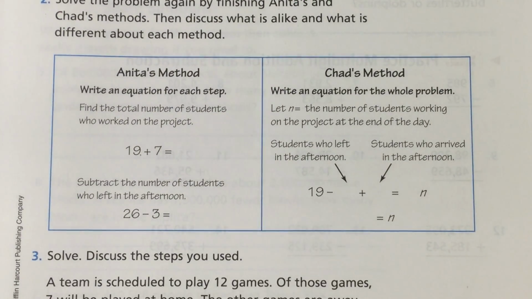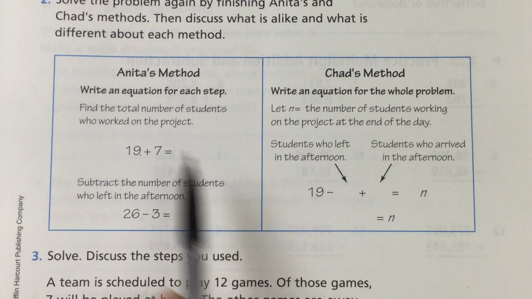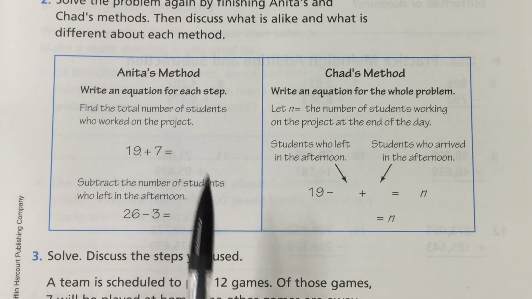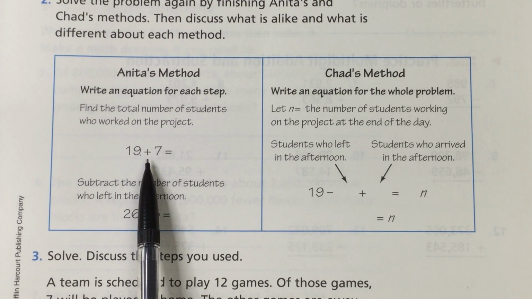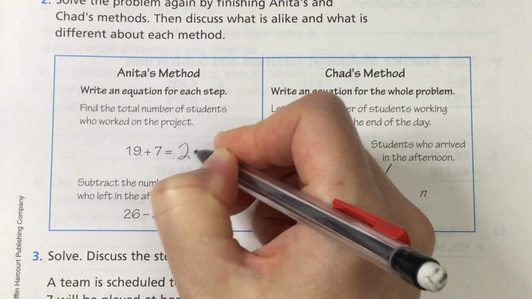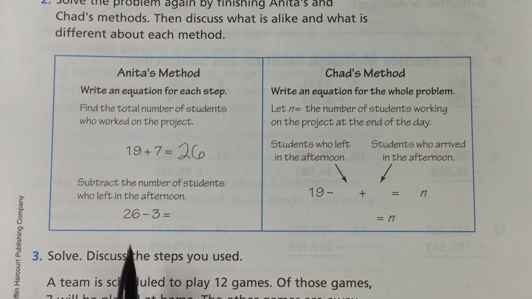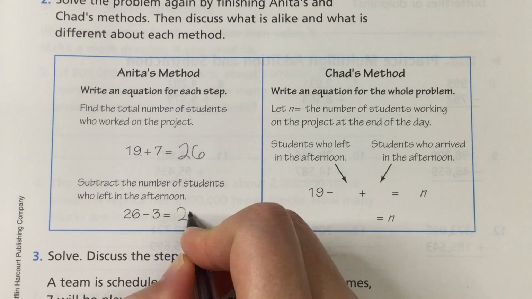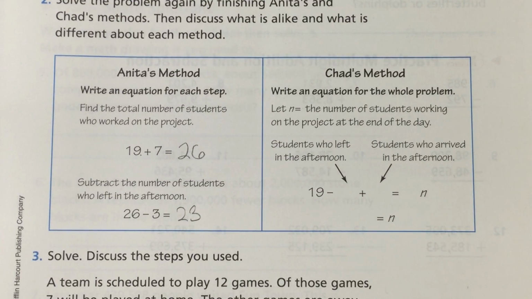Well, down here they've shown 2 different methods. First of all, Anita's method, she just wrote an equation for each step. So she started with 19, and then she actually took the adding part first. 7 students came, and then when she got the answer of 19 plus 7 equals 26, then 26 minus 3 for the students who left, now we've got 23.